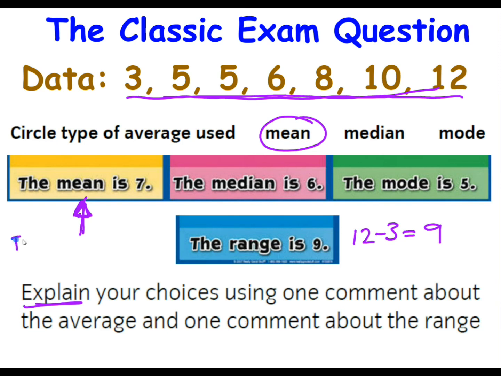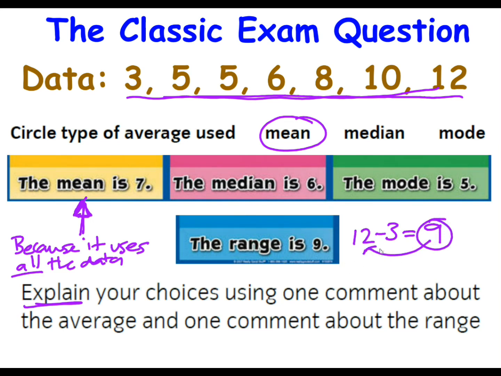Well, we use the mean because it uses all the data, which is a good thing. And then one comment about the range. Well, the range 9 from data that goes up to 12 is inconsistent. And that's important to understand as well. And this is the kind of classic question you get asked. Choose an average, so choose mean, work out the range, and then discuss why you've chosen the mean and what the range tells you.